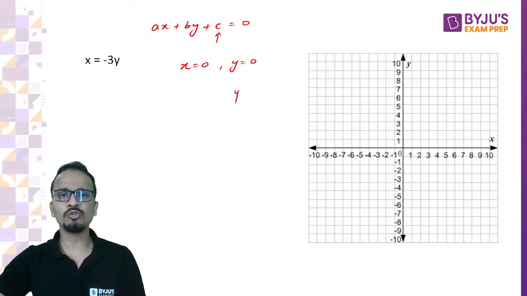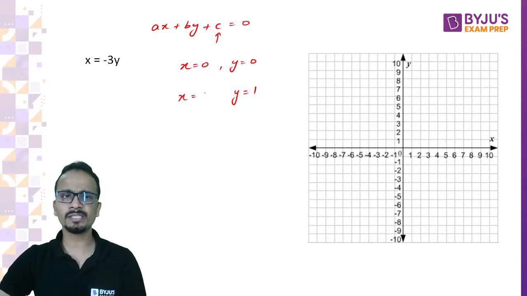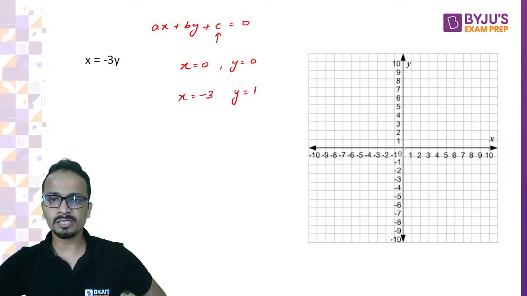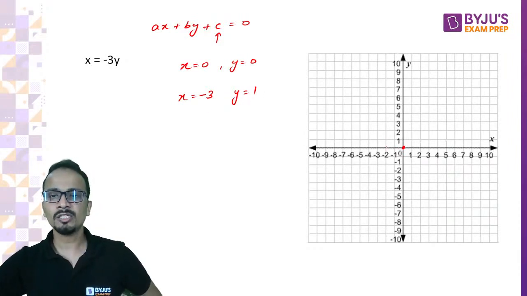You can substitute y as 1, y as 2, or any other number, and you will get the value of x. So in this case, the value of y is 1, the value of x will be minus 3. All right. So the point origin, this is the first point. And the second point is minus 3 comma 1. So minus 3 comma 1 will be a point somewhere here.